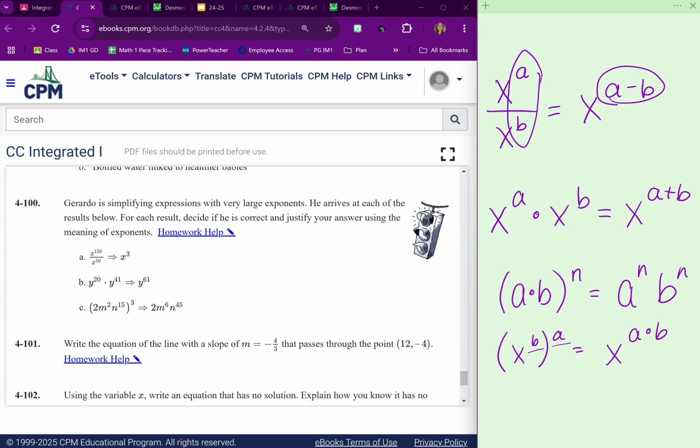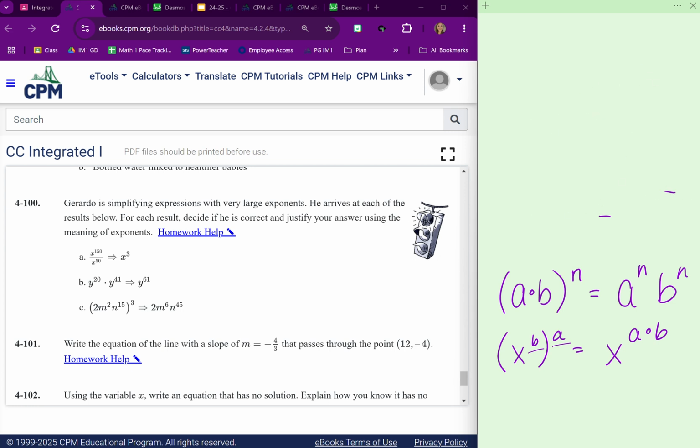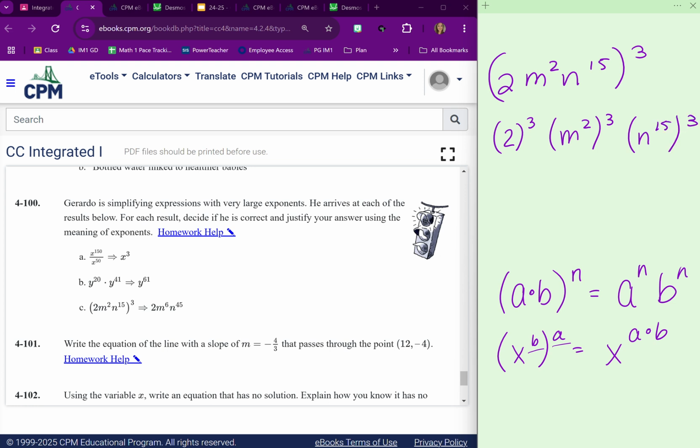So when we expand this first problem, let me make some room. 2m squared n to the 15th, all to the third. That would be like writing this out 3 times, but I'm not going to write it out 3 times. I'm just going to separate it into kind of like piles. We're going to have 3 sets of 2. We're going to have 3 sets of m squared, and we're also going to have 3 sets of n to the 15th.